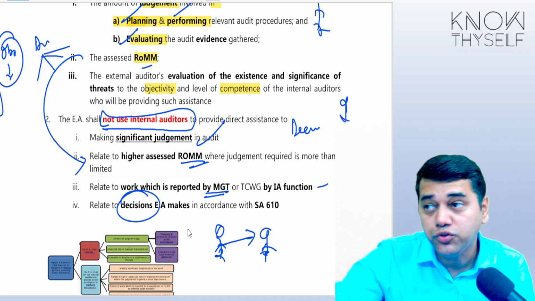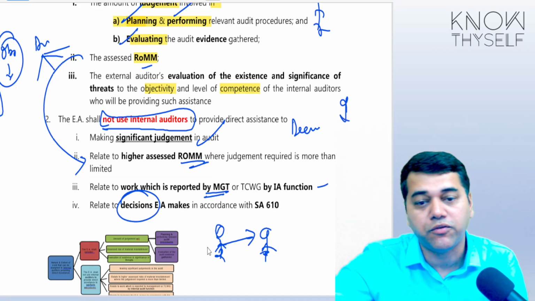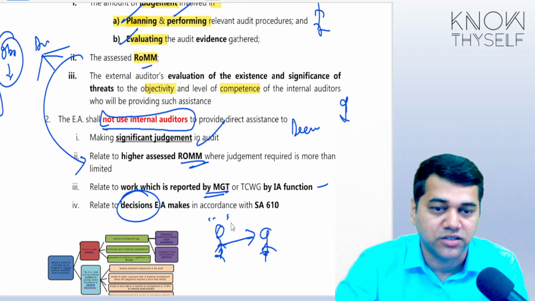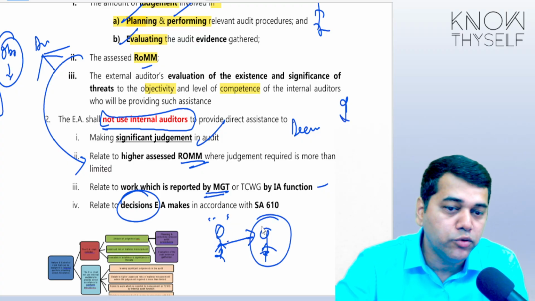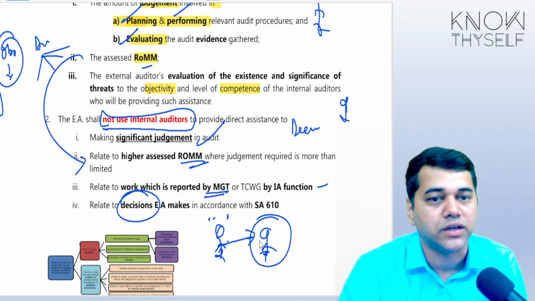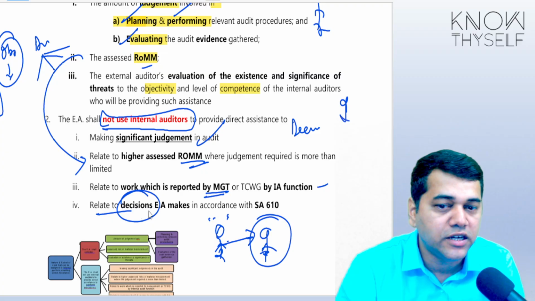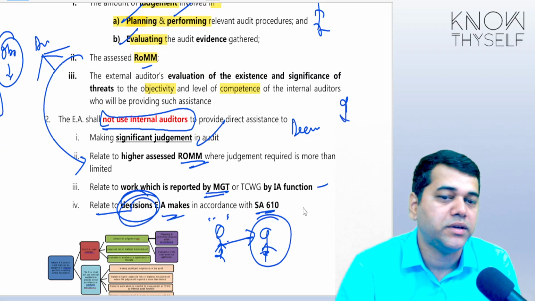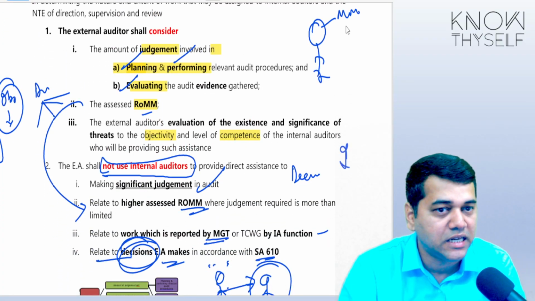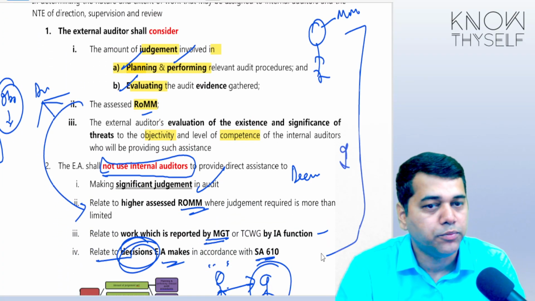And if you want to use, which area to use, which type of work to use, or which type of assistance to use, you make a decision. You don't give them this work. You don't ask, sir, in which area should I use your work. This is what they say: relate to the decisions the external auditor makes as per SSC. I hope, students, this is the most critical thing. I hope you are clear.